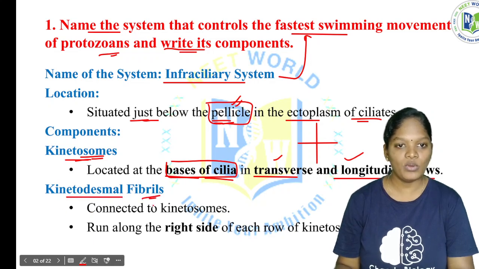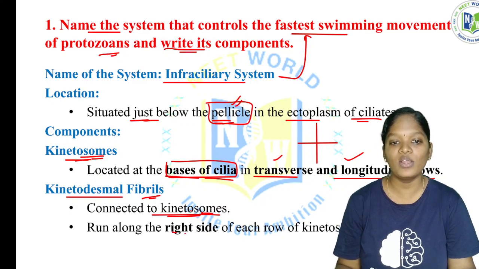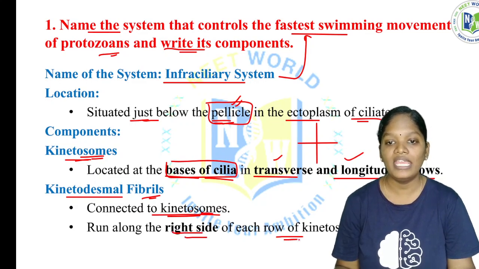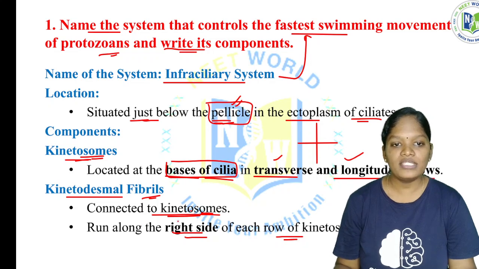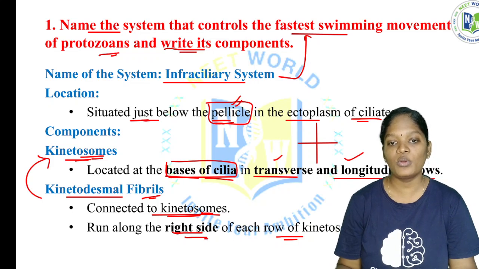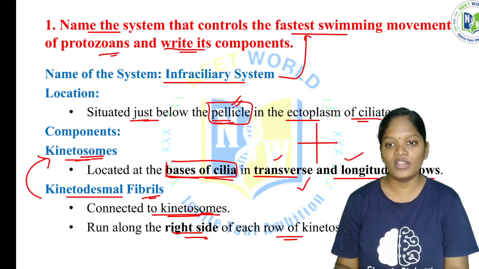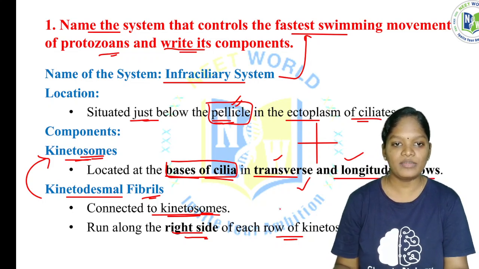Okay, these are connected to the kinetosomes. They run along the right side of each row of the kinetosomes. This is very important. The kinetodesmal fibrils are connected to the kinetosomes and run along the right side of each row of kinetosomes. So this is the kinetosomes, this is the right side. In both the transverse rows as well as the longitudinal rows, we have the kinetodesmal fibrils.